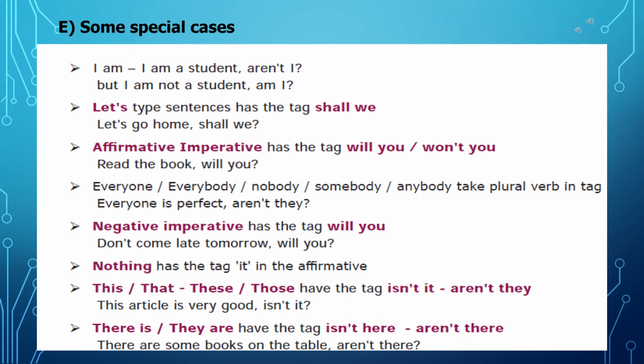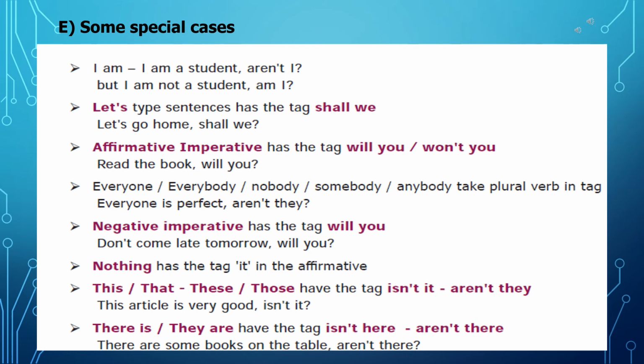Now let us see some more special examples. The sentence, I am a student. It's a positive statement. We need to add a negative question tag, saying aren't I. It is given as I am, so it will not be amn't I. That is wrong. It will be aren't I.